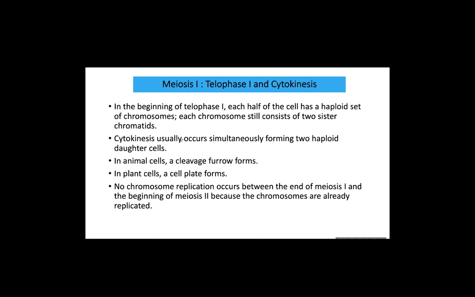So cytokinesis occurs simultaneously, forming two haploid daughter cells. In an animal cell, a cleavage furrow forms. In the case of a plant cell, a cell plate forms. Forming the cell plate is different: in animal cells it goes from outward to inward, and in plant cells it goes from inward towards outward. No chromosome replication occurs between the end of meiosis one and the beginning of meiosis two, because chromosomes are already duplicated. Two sister chromatids remain after meiosis one. This means a still duplicated condition.